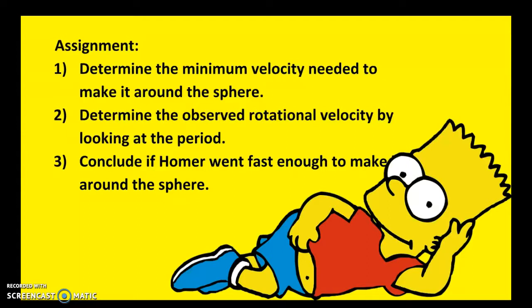And then lastly, we need to conclude if Homer went fast enough to make it around the circle. So if our answer for 2 is bigger than our answer from 1, he should make it around. But if our answer for question number 2 is less than our answer from question 1, Homer should have actually fallen and not made it all the way around.